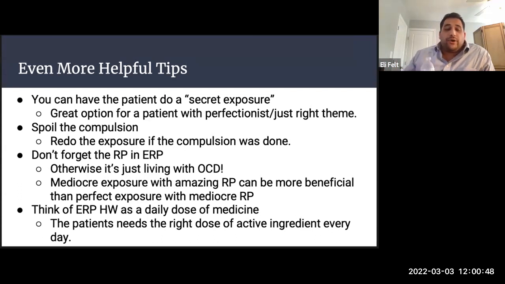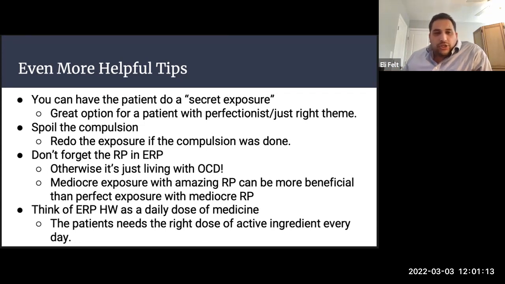Spoiling a compulsion is a very good one. For instance, a patient will say, hey doc, I tried to go into the bathroom and I pushed the flusher, but I ended up washing my hands, right? So instead of saying, okay, well, okay, go back in and do it again, you can harness and leverage that feeling of, oh shoot, I wish I did it. And then you can say, okay, turn around and go do it again. And we spoiled the compulsion and we reintroduce that exposure, that uncomfortability. That could be a very good one.